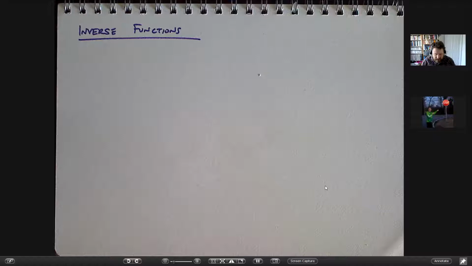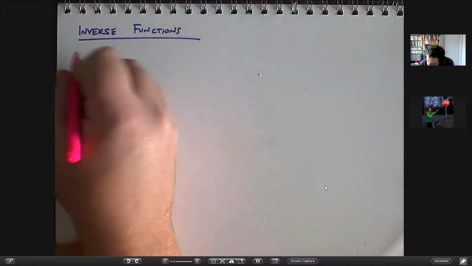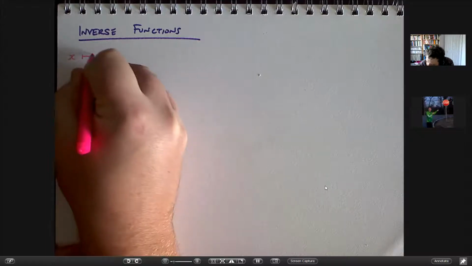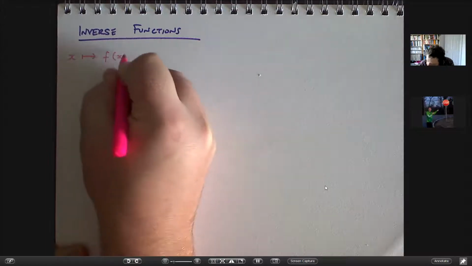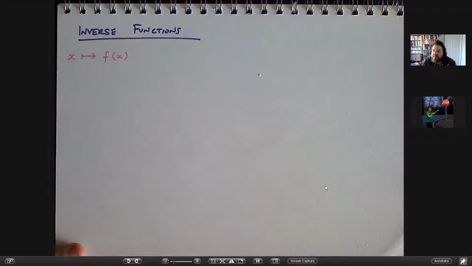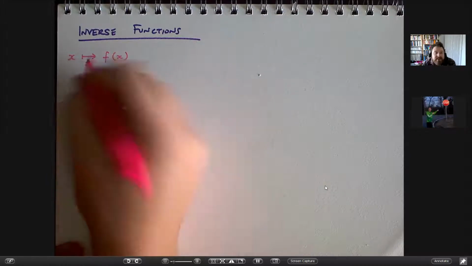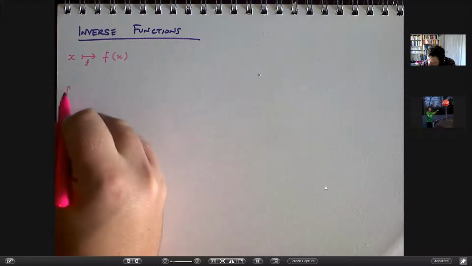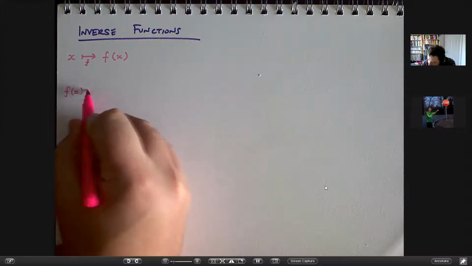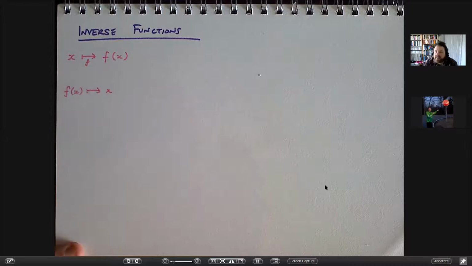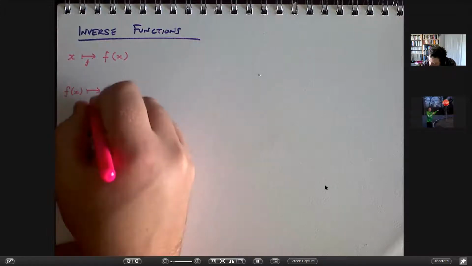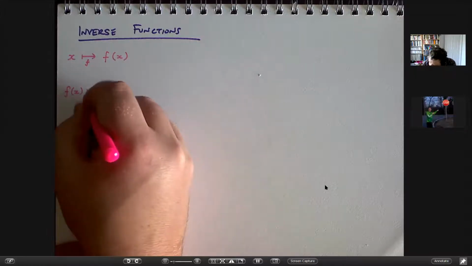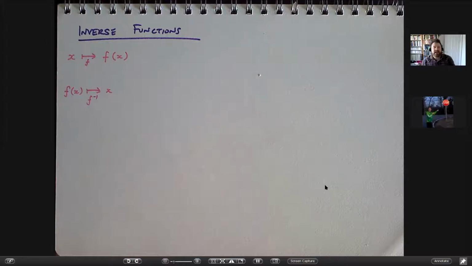Right, so if we have some function which takes our x values and maps them to f of x's, can we find some function which does the reverse process? So f is this process here. Can we find some function which takes f of x's and turns them back into x's? And we have a name for this function. It's called the inverse function, but we have a symbol for it, which is f to the -1.